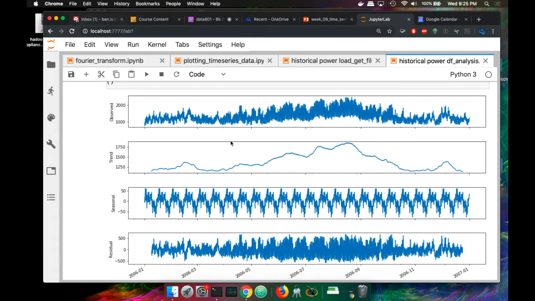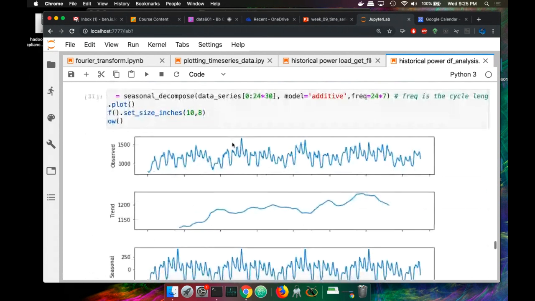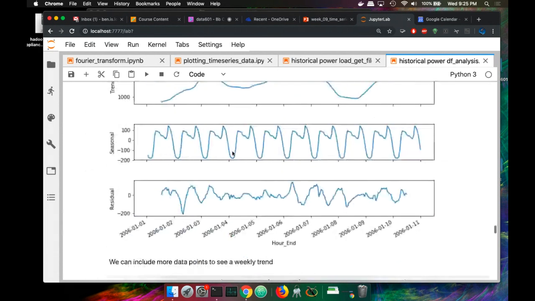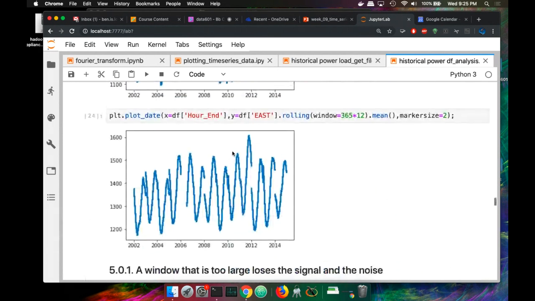But whether you care about seasonality depends on what you expect. Maybe you don't expect any seasonality, and so you would just throw a rolling window at your data to figure out what the average is. There is some dependence on whether we expect seasonality. If not, don't try and pull it out.